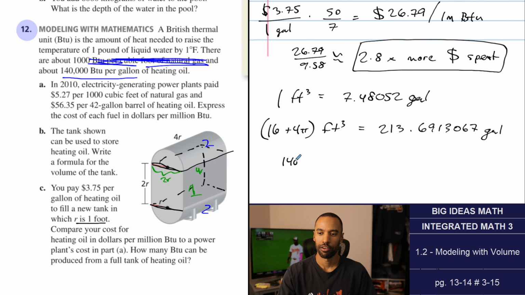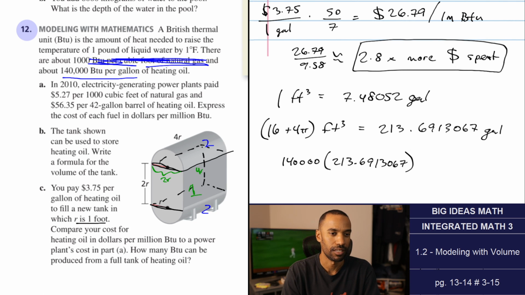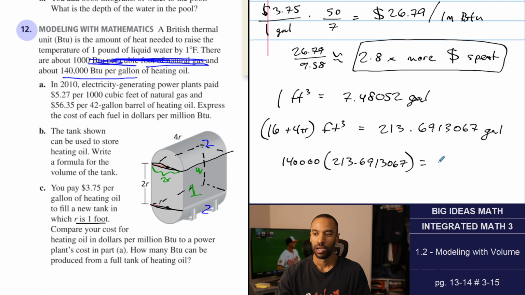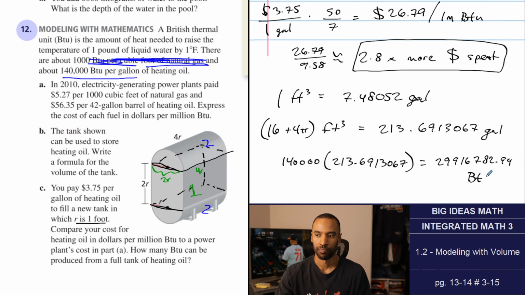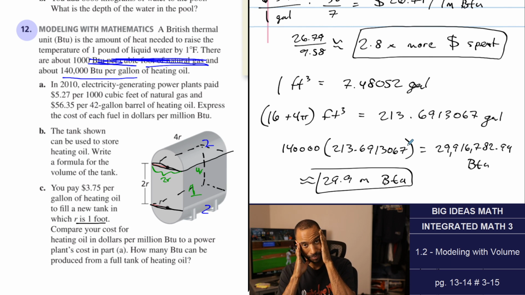With that many gallons, we have a rate of 140,000 BTU per gallon. So 140,000 times the number of gallons gets me the number of BTUs I can have. So let's do that, that number times 140,000. This is the only way I know how to do the problem. I'd been sitting on this forever asking what to do. That gives 29,916,782.94 BTU. Before, we spoke in terms of millions of BTU, and I think we can do that here. It's around 29.9 million BTU, because that makes more sense with how we said it before. That's going to be my answer.